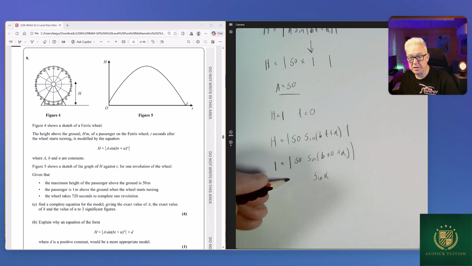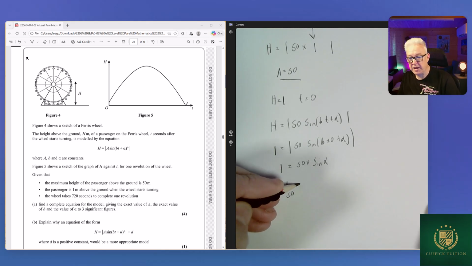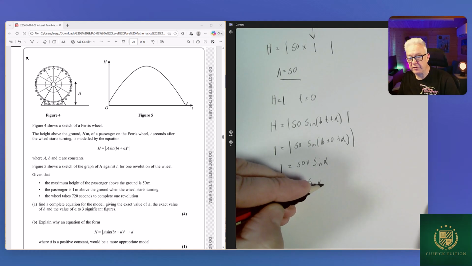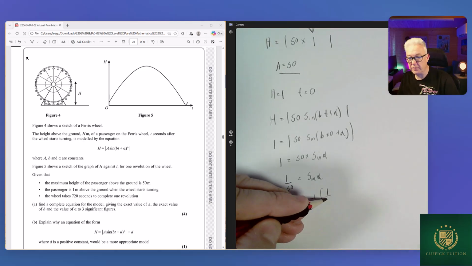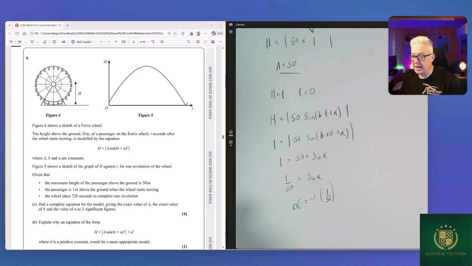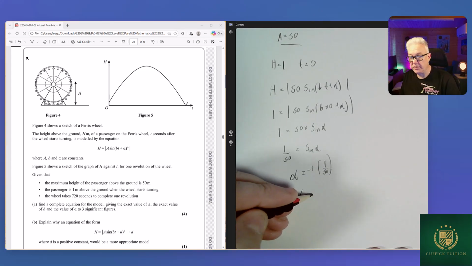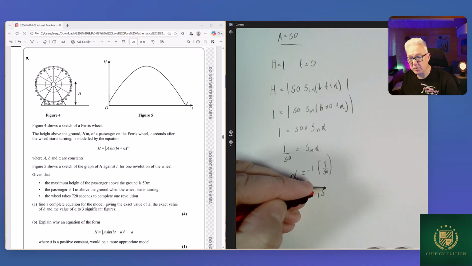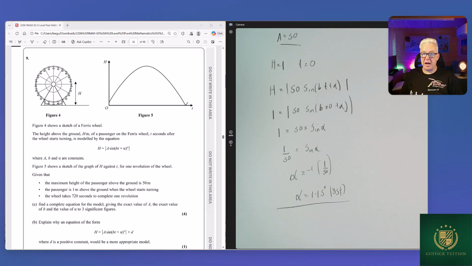So we're going to get that 1 is equal to 50 times sine alpha. So 1 over 50 is equal to sine alpha. So alpha is inverse sine of 1 over 50. And inverse sine of 1 over 50 gives us an angle alpha of 1.15 degrees to three significant figures. So we found our angle alpha. So far so good. We now know our A and our alpha.